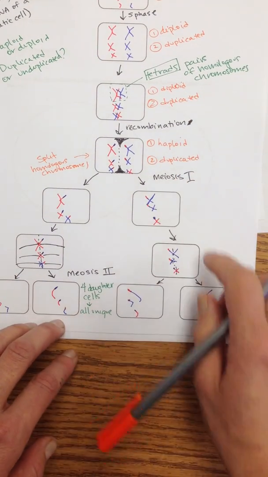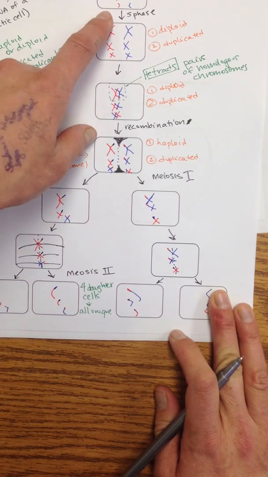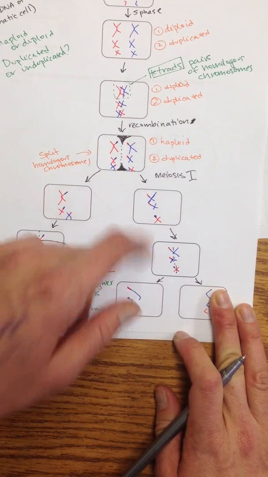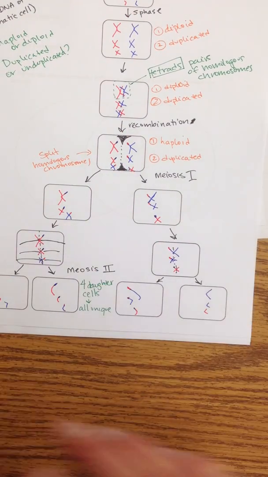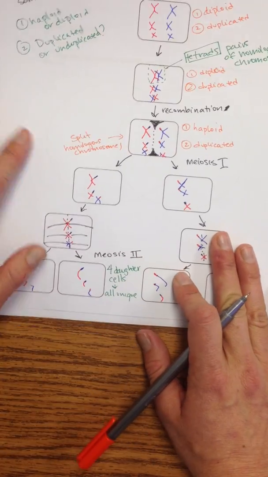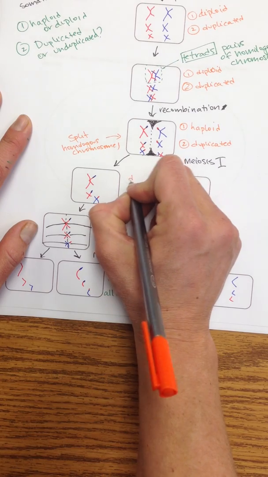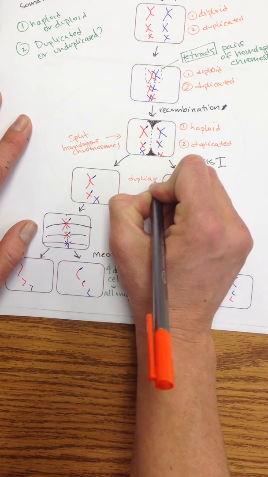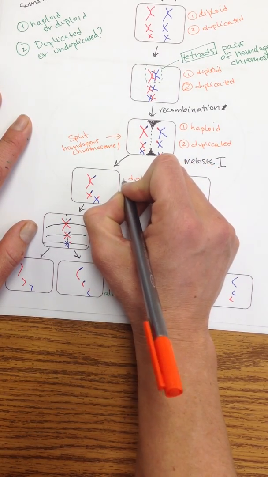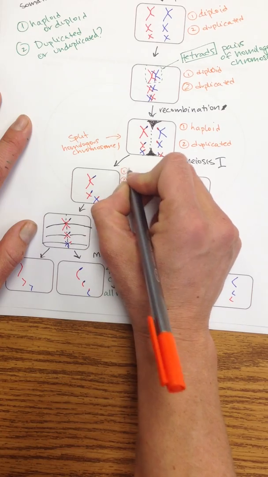So meiosis 1 takes my cells from being diploid all the way to haploid. They're still duplicated, but they're these duplicated haploid cells. You can even label them that way. Duplicated haploid.